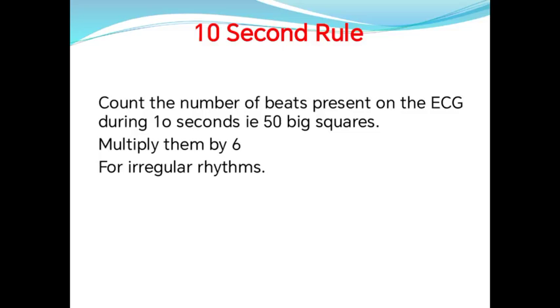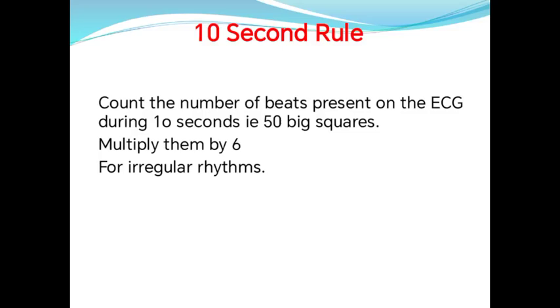You count the beats here. That means the number of the QRS complexes during 10 seconds. That means 50 big squares, and multiply them by 6 to make them 60. This will give us 60 seconds, that means 1 minute. It's very simple. The idea is simple. Okay.